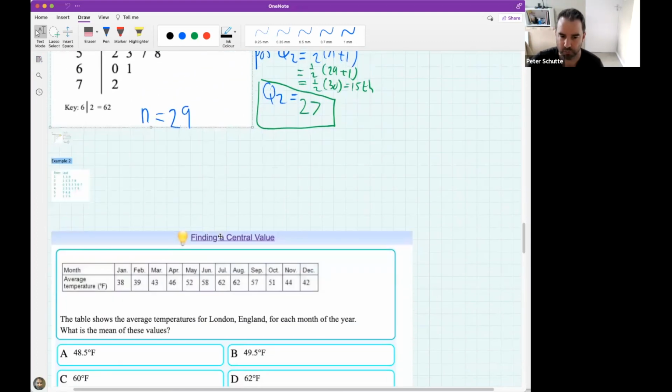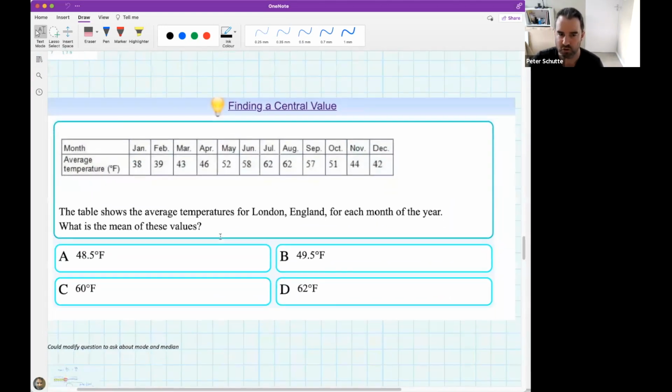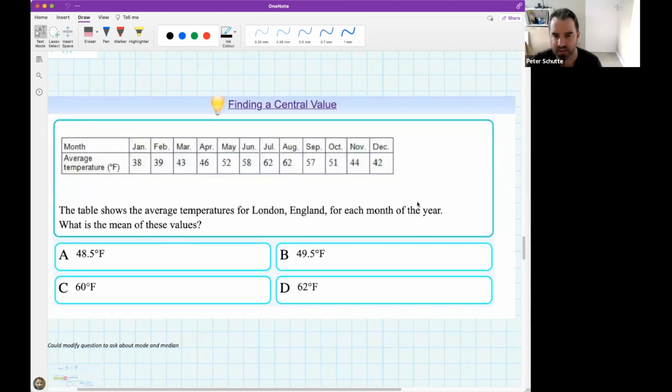Okay, so let's do a multiple choice question. This is the temperatures of the month, and it's in Fahrenheit, which is an overseas thing, but that's fine. Find the mean temperature for the year in terms of these temperatures given. This is actually for London, England. Find me the mean of this value here.